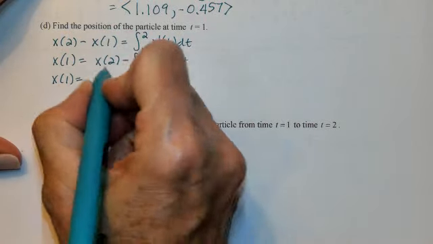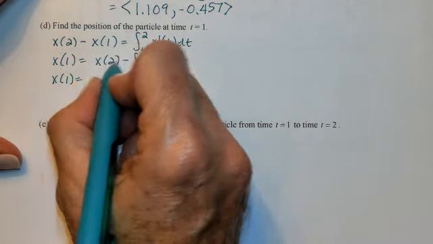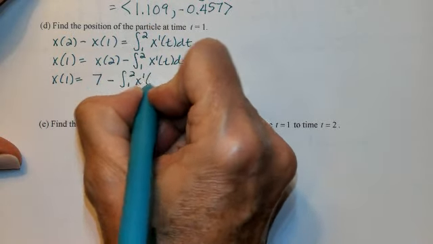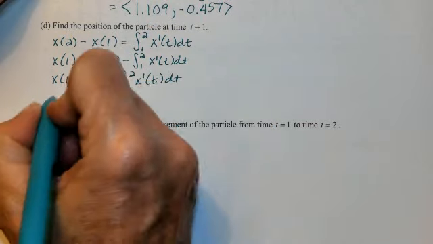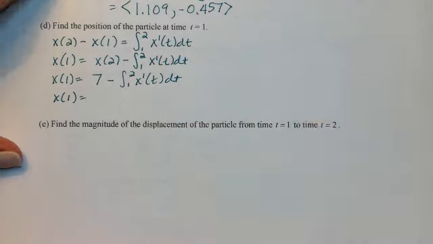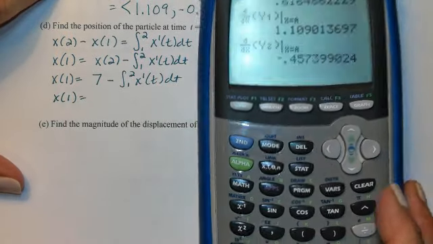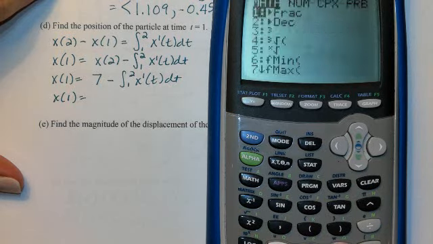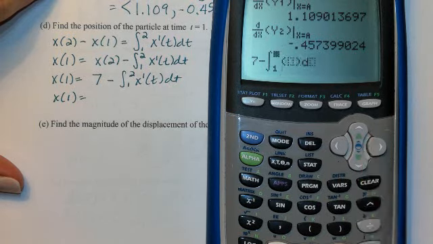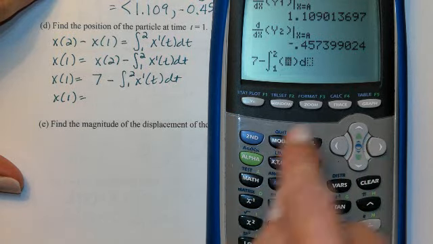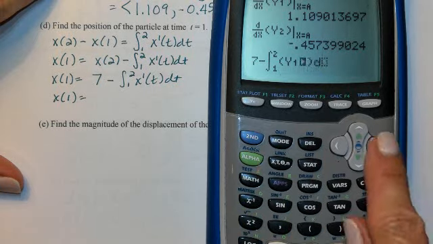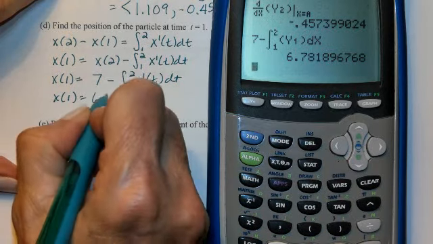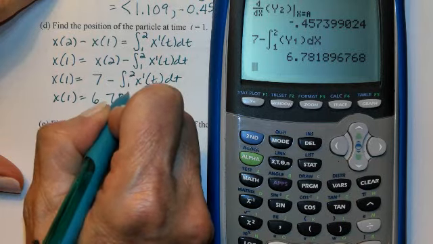So x at time 1 will be, x at time 2 was 7. I should have gone ahead and done that in the previous step, but that's all right. Now time for our calculator. So I need 7 minus the integral from 1 to 2 of x prime, which is my y1, dx. And there's my x coordinate at time 1.